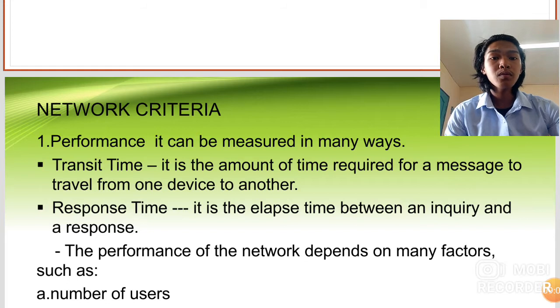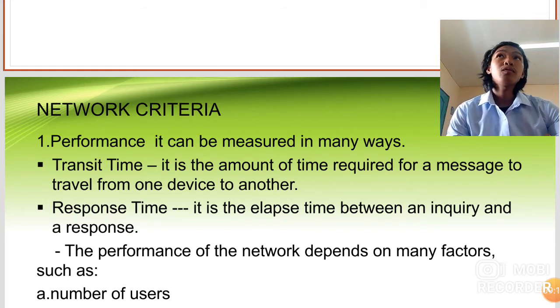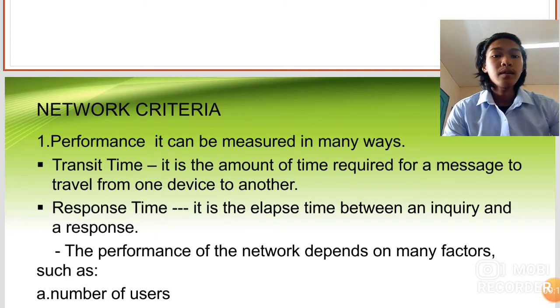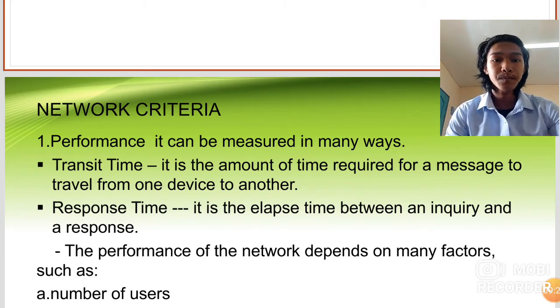Ito naman yung message na isa-send mo dun sa kasama mo gamit ang device. Yung ita-travel ganun. Yung message ita-travel mo dun sa kasama mo gamit ang device.